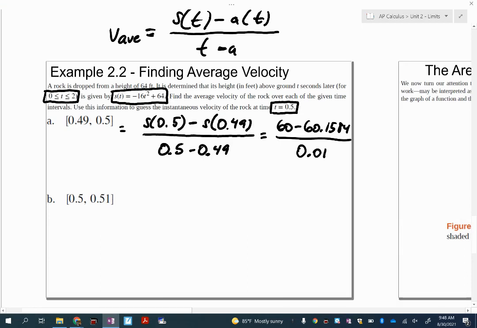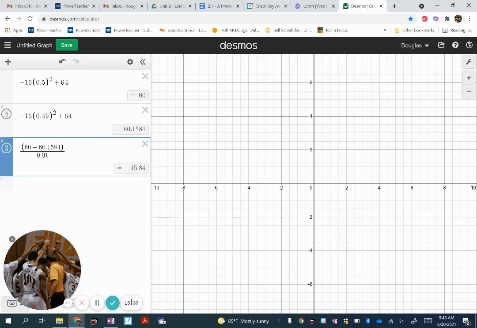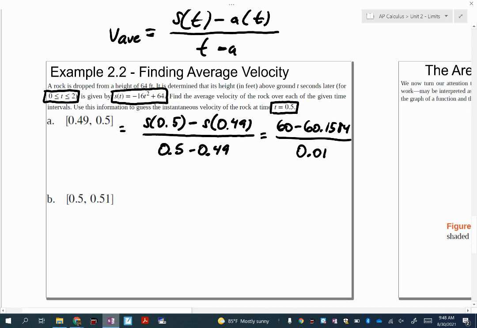So if we do the math in Desmos, we'll subtract 60 minus 60.1584, divided by 0.01. We get our average velocity over that period of 0.01 seconds of negative 15.84. Okay, negative 15.84, and this is feet per second. Always want to include units.